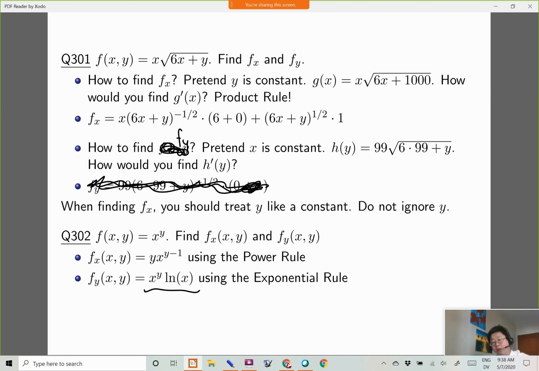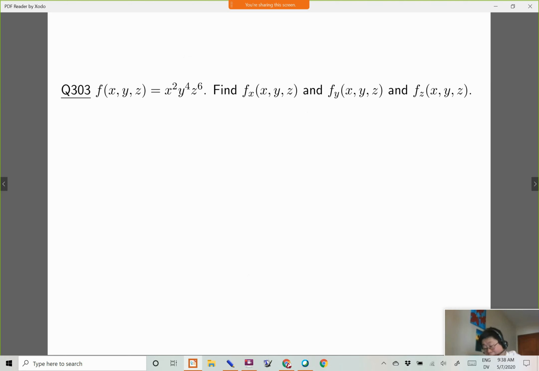I also think that honestly, on some level, sometimes these examples where there's only 2 input variables are a little more confusing. So I have an example of a function with 3 input variables. And sometimes this helps, oddly enough, clarify what's going on. So I'd like to find f sub x, f sub y, and f sub z. Last example of the day, and then I have some quick comments, right?